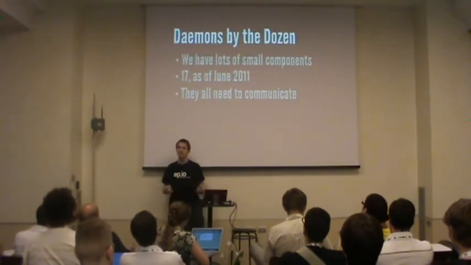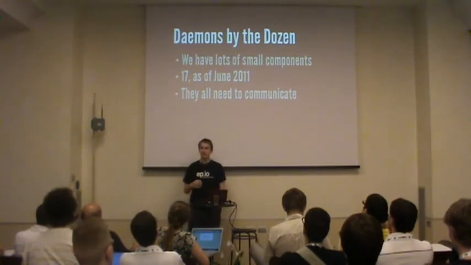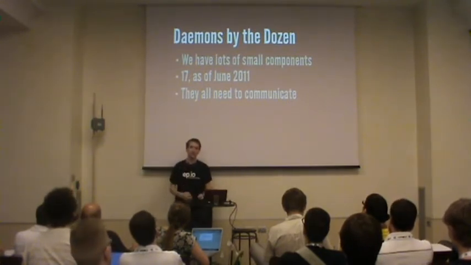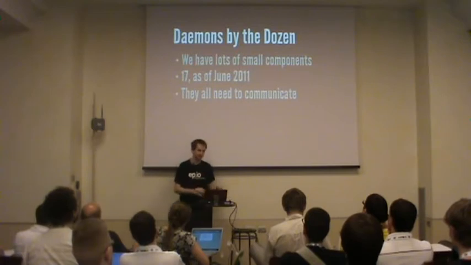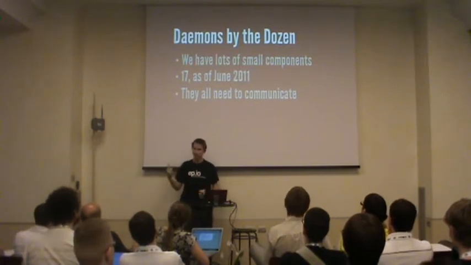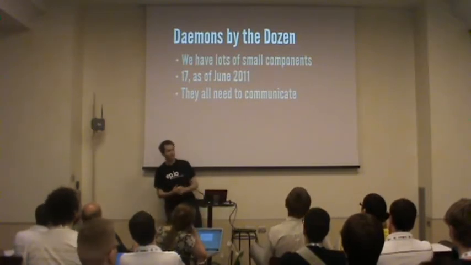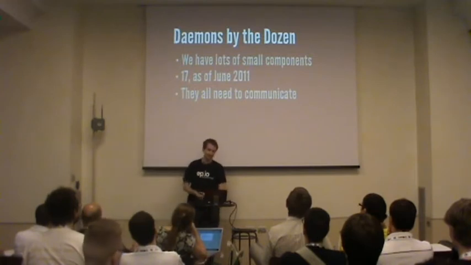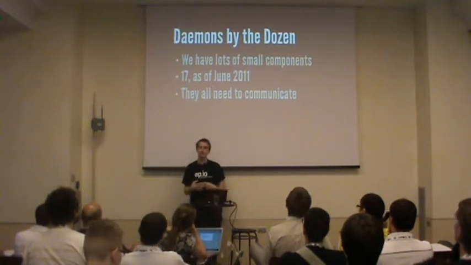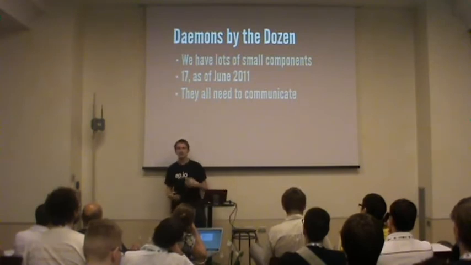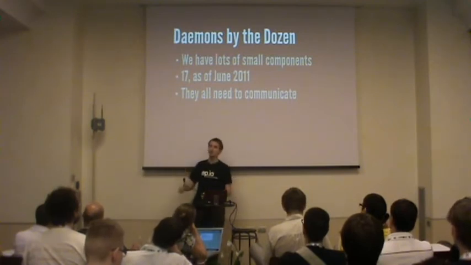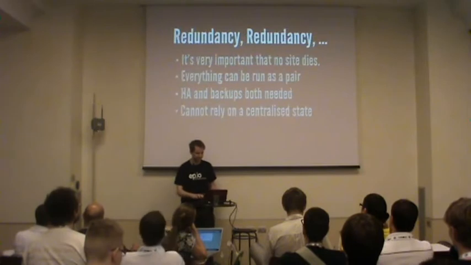We also have lots of very small components. Our philosophy is to build things small and to build lots of them. That way, if one thing fails, it doesn't take anything else with it. So, as of last night, when I finished this slide off, we have 17 different daemons running on a variety of different servers. All of these daemons need to communicate with each other, they need to swap state. There's more than one of most of them as well, so it's quite a complex system.